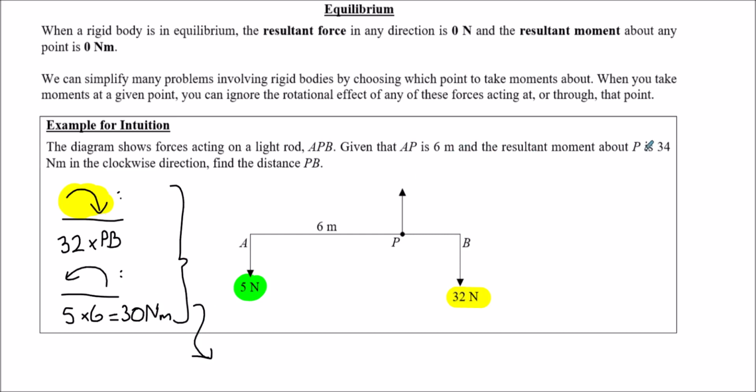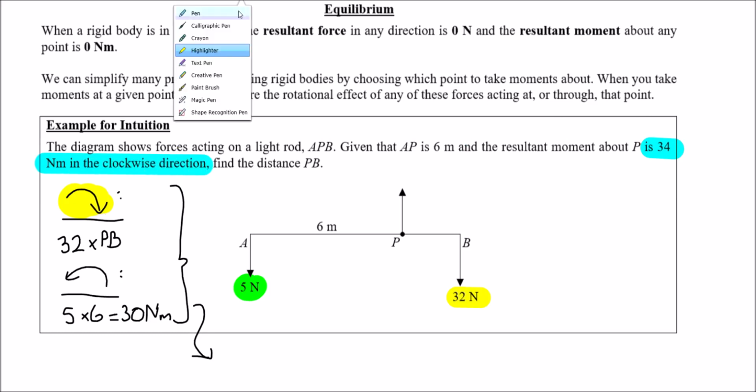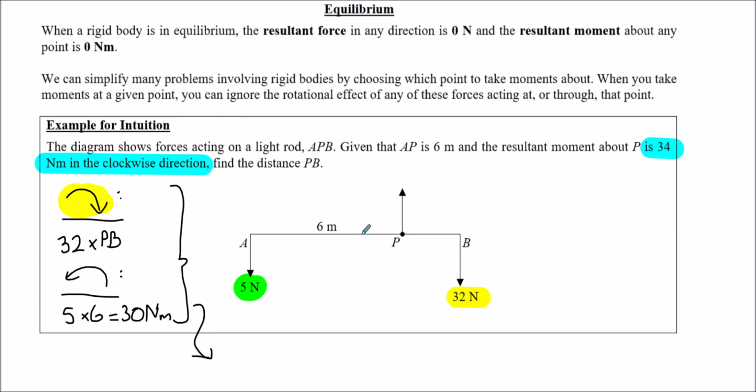So if we put these two together and realise that the resultant moment is 34 Newton meters in the clockwise direction, we can work out therefore PB. So the resultant moment, the prevailing moment, is going to be clockwise. So this one here, the clockwise moment, is going to be greater than the anti-clockwise, this one. So therefore, if we do 32 lots of PB and subtract away the anti-clockwise moment, which is 30, we should have 34 Newton meters, still overall in the clockwise direction.